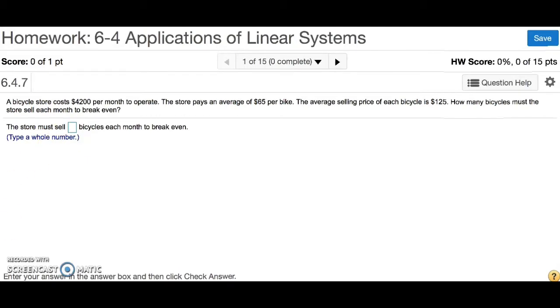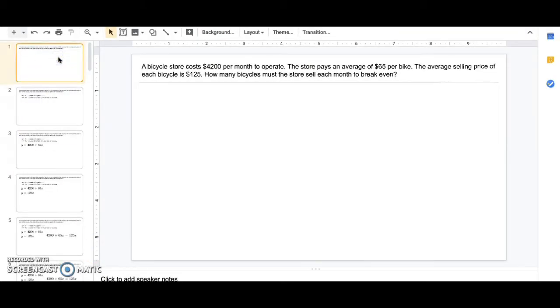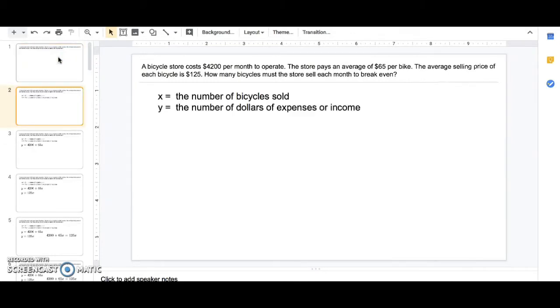So let's see. We have two sets of information. We have overhead and expenses and income that we're earning. So let's have X represent the number of bikes sold, and let's have Y equal the number of dollars of expenses or income. My first equation is going to be my expenses. The store costs $4,200 per month to operate, and the store has to pay an average of $65 per bike.